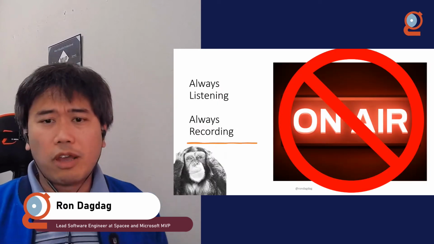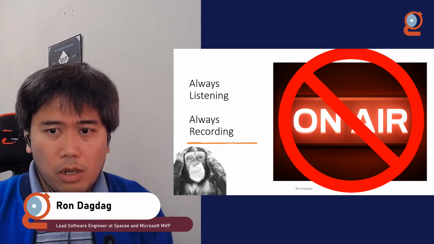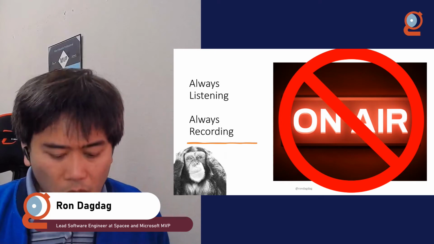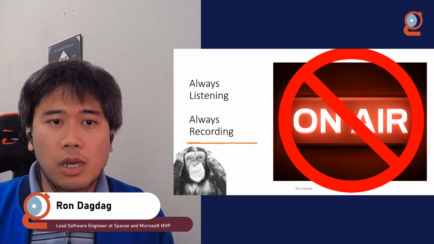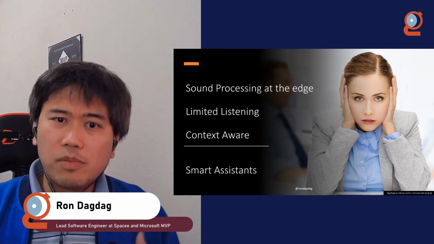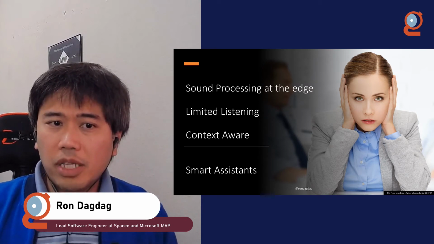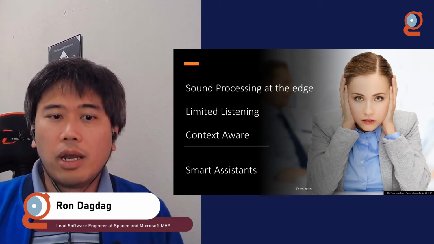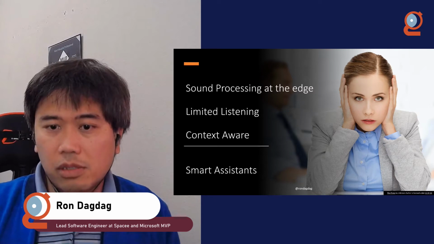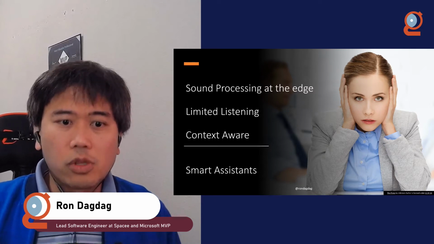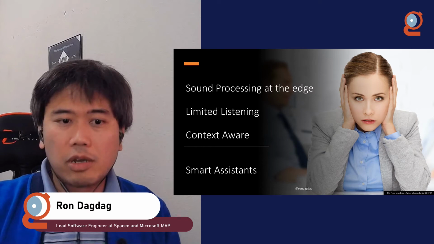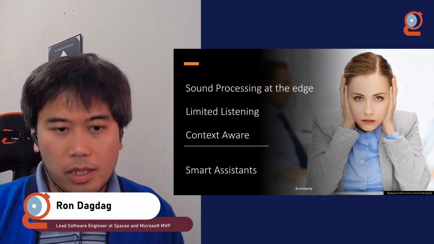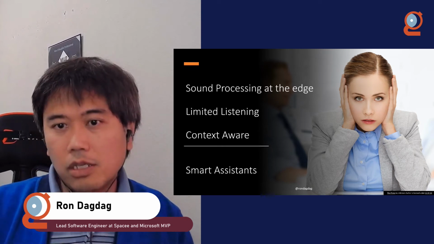And of course, whenever you start recording something and you're on air, it's always listening and it's always recording. That's not what we want on our smart edge devices. What we really want is to have some sound processing at the edge and limit its listening so that it can become context aware. And that's when we start talking about all these smart assistants, and that's what it's doing. As much as possible, it only records whenever it hears the wake word and has some processing at the edge, or at the device itself.